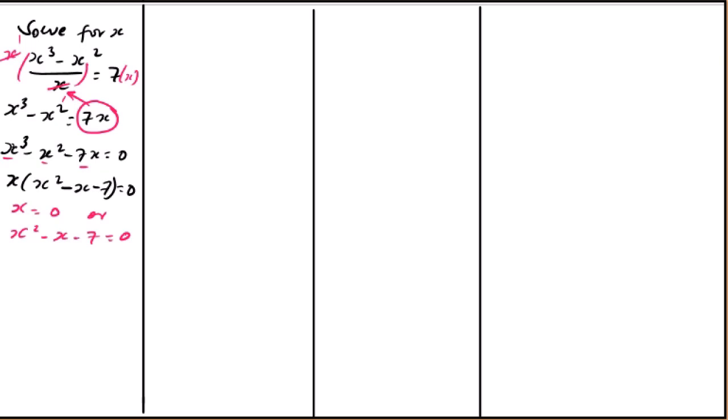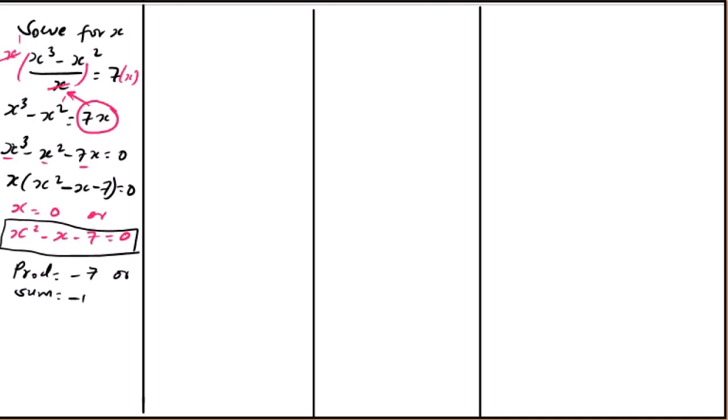Now let's solve this quadratic equation here. This one is a quadratic equation that needs to be solved. Let's use the normal method of getting the product of the coefficient of x squared here, multiplying it by this constant here. Therefore we have 1 times negative 7, we have negative 7, and also the sum. The sum is the coefficient of x here, which is negative 1.